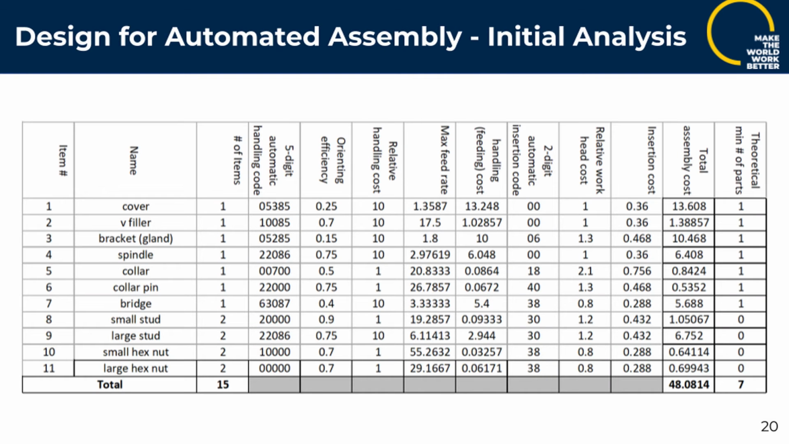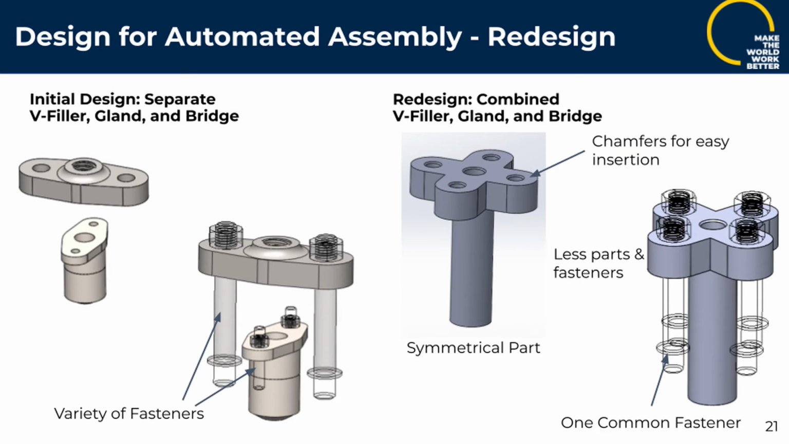In the initial analysis for the automated assembly, we can see there are 11 different parts with a total assembly cost of just over 48 cents. The redesigned part combines the V-filler, gland, and bridge into one part, reducing the number of parts in the assembly and using one type of fastener.